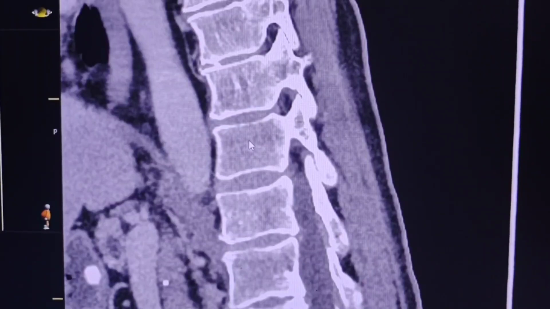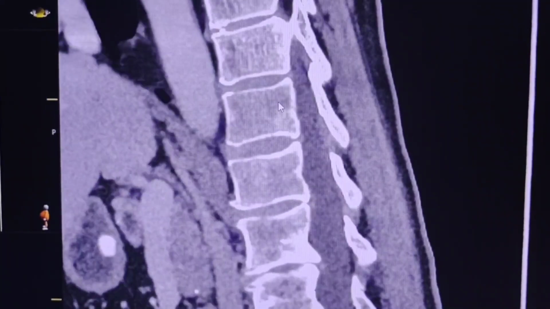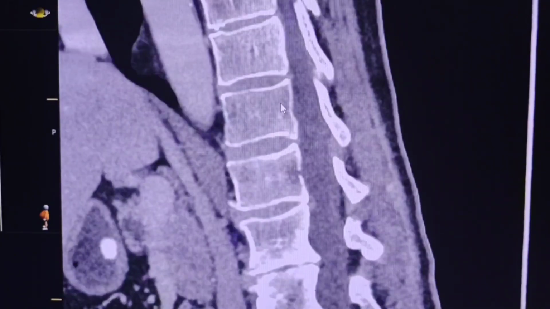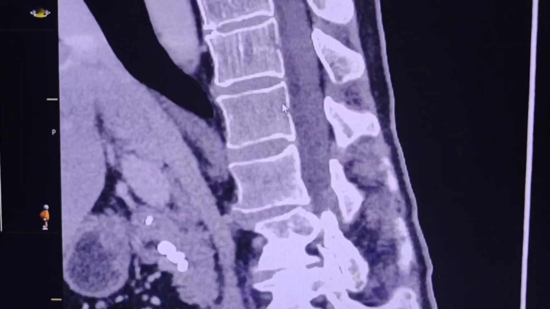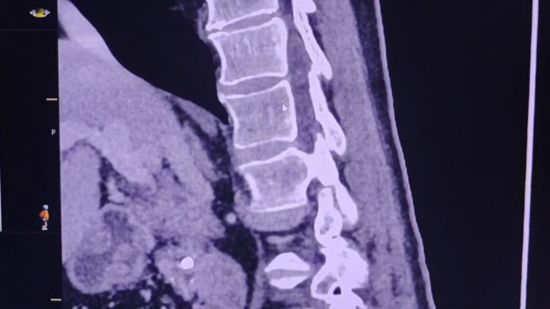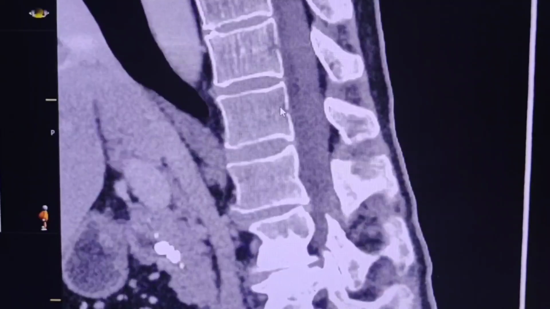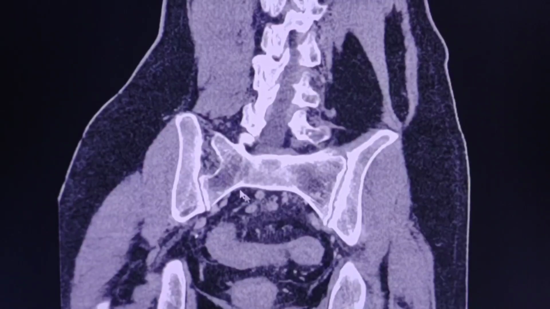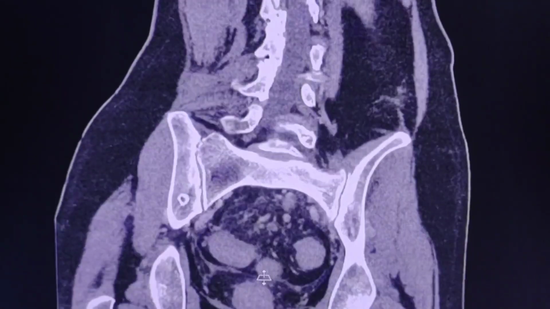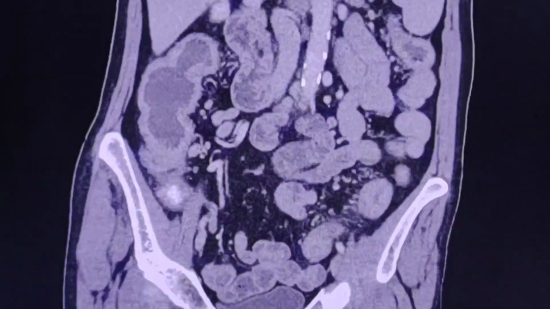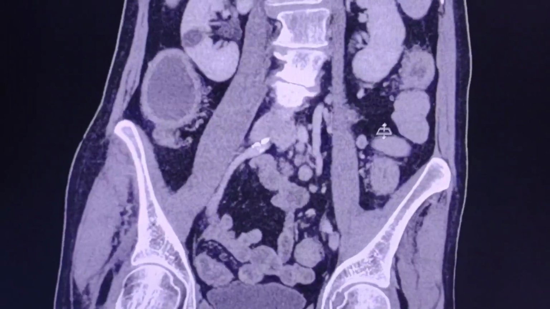This is a CT scan of the abdomen and pelvis of the same patient one month ago. Here is the T12 vertebral body, which looks normal. There is no evidence of any pathology. So the findings are acute. In the previous CT scan, we can see that the mural changes of the large bowel are chronic.